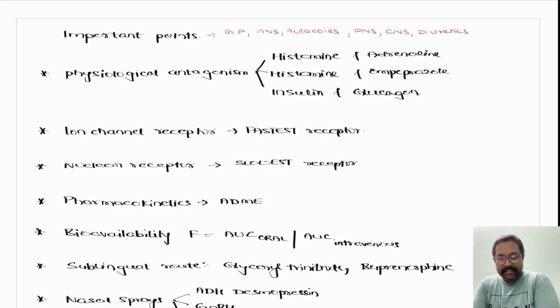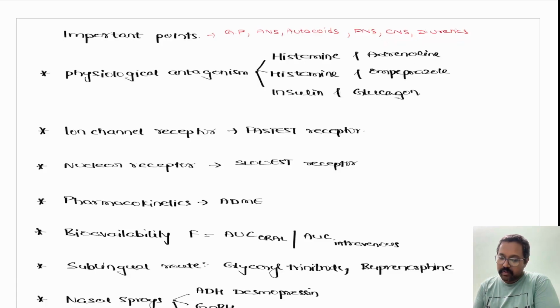In this session, let us learn about very important points from general pharmacology, autonomic nervous system, autocoids, peripheral nervous system, CNS and the diuretics. So let me start with the general pharmacology.